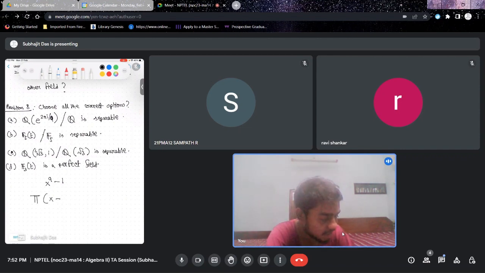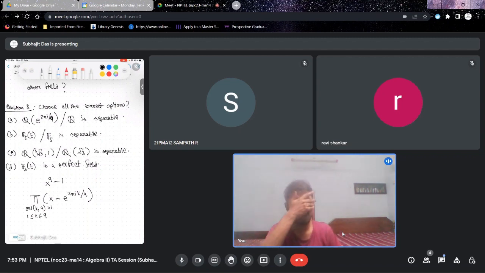It will be x minus e to the power 2 pi i k by 9, where GCD of k comma 9 is equal to 1 and k is between 1 and 9. Or you can take k between 0 and 8 as well. Sorry, there's no point in taking k to be 0. You need to take k between 1 and 9, and the GCD of k comma 9 should be equal to 1.